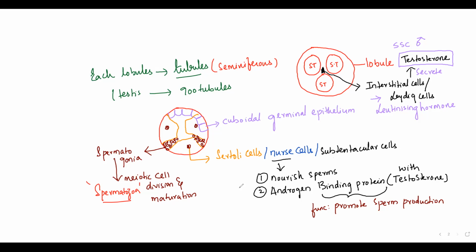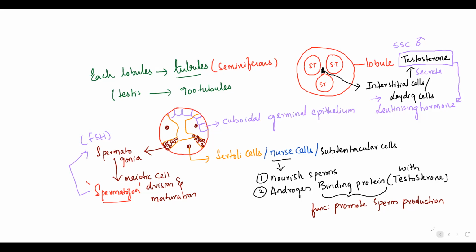And the production of the sperms is under the influence of what? Under the influence of follicle stimulating hormone secreted by your pituitary gland. So these are the important things. The production of the sperms is under the influence of follicle stimulating hormone, and the testosterone secretion is under the influence of your luteinizing hormone. So these are the basic things that you need to understand.